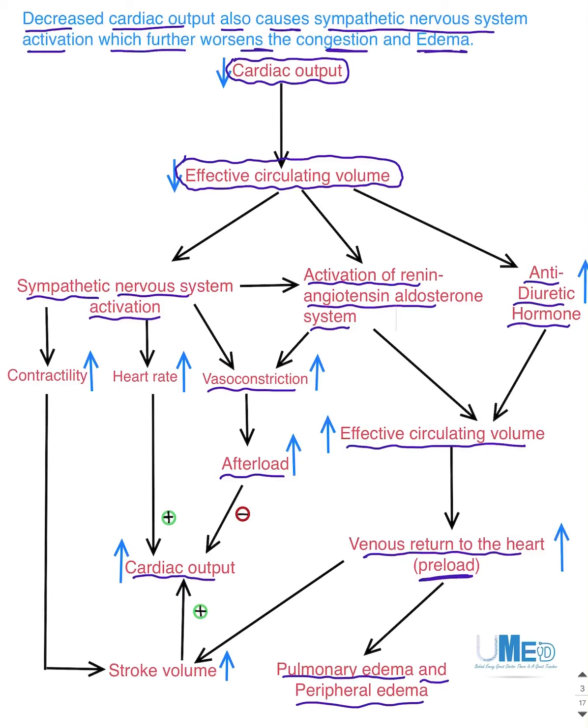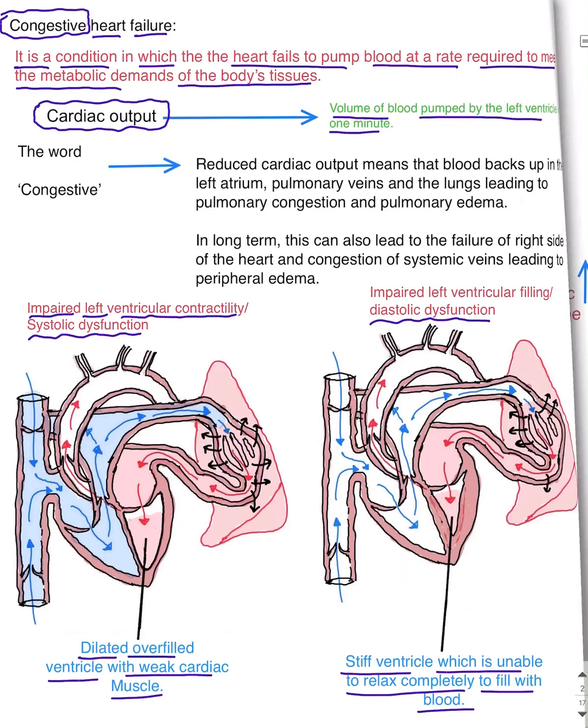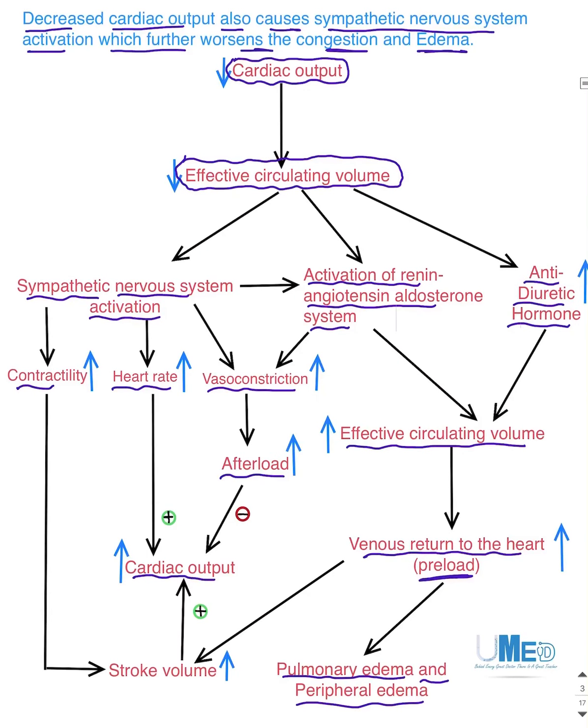But what happens is that this effect is neutralized, or we can say that cardiac output is generally increased, because sympathetic nervous system activation also increases the heart rate, which will increase the cardiac output, and sympathetic nervous system activation also increases the contractility, which will increase the stroke volume. That is the volume of the blood pumped by the heart in one beat. Obviously, when contractility increases, stroke volume will increase, and this will increase the cardiac output. So basically, the effect of vasoconstriction is neutralized by increased heart rate and increased contractility. We can also say that not even neutralized, we can say that cardiac output is generally increased, and the heart failure is compensated.